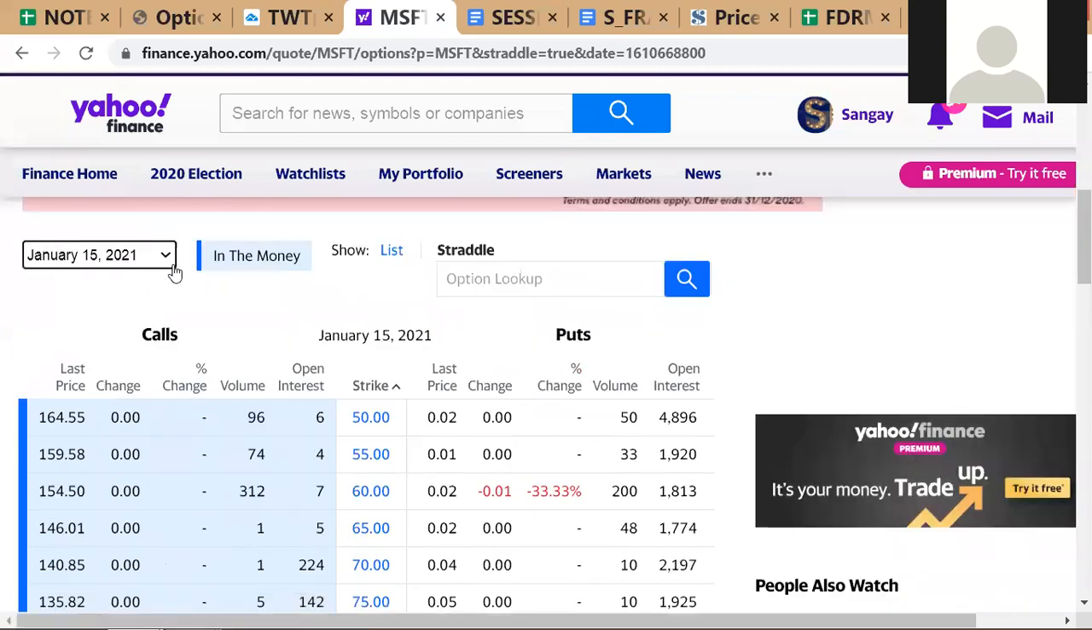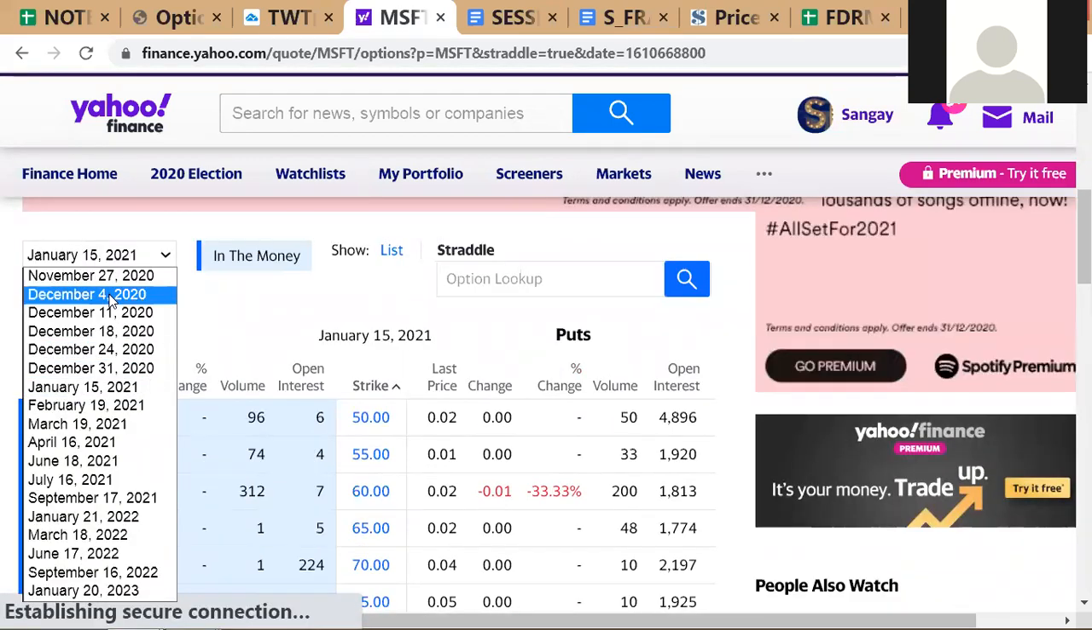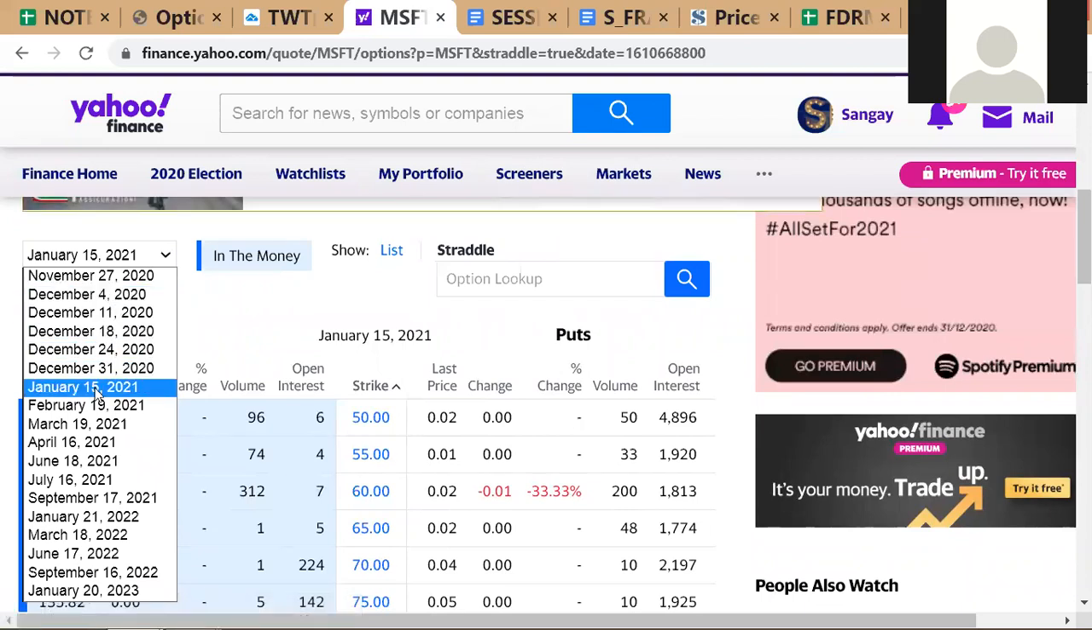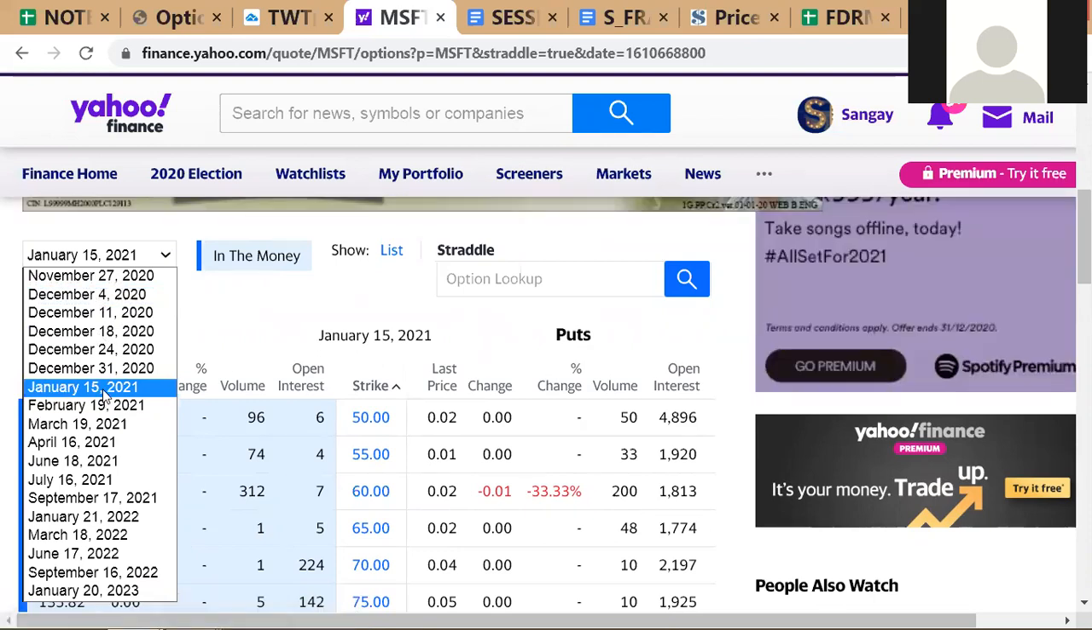You could have gone here. You could have chosen shorter dated options, December 4th or something, but this would have much higher theta than if you go for a longer dated option like this. So that's why, and because you're going long and you're going to be losing money on theta anyway on a daily basis, you might as well lose at a lower rate than lose at a higher rate.